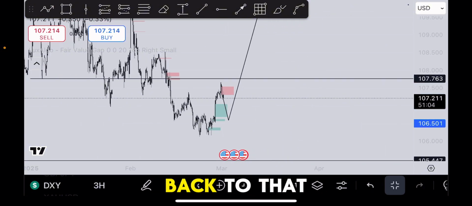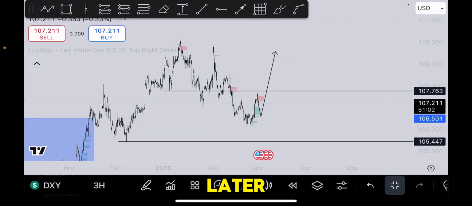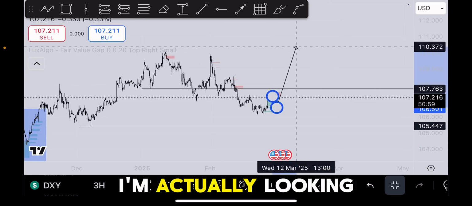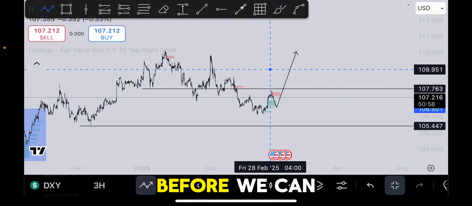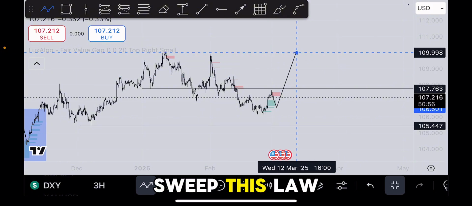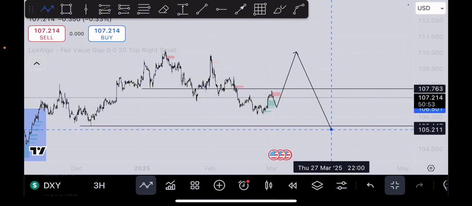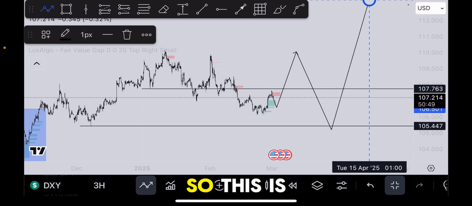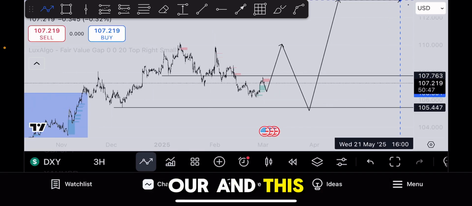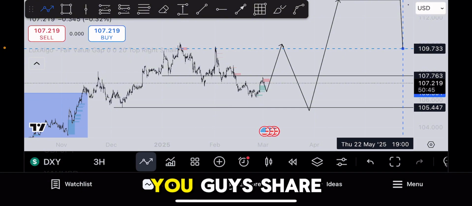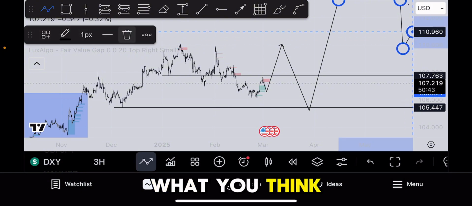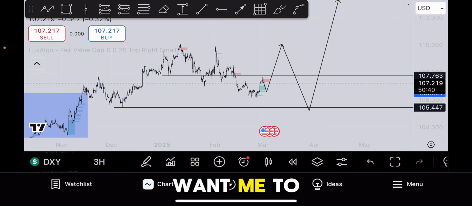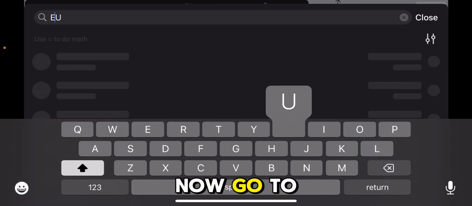Then we'll come back to that zone down there later. So for now, I'm looking at something like this before we can come back to sweep this low. Then we finally have the big move upwards. So this is our analysis so far on DXY. You guys share with me below what you think, and if you have any other pairs that you want me to analyze for you. So now we go to EUR/USD.